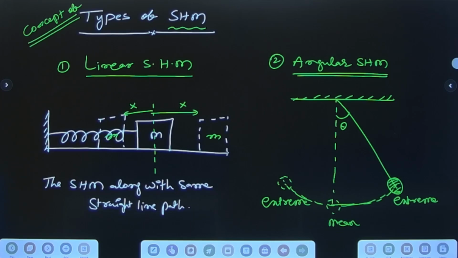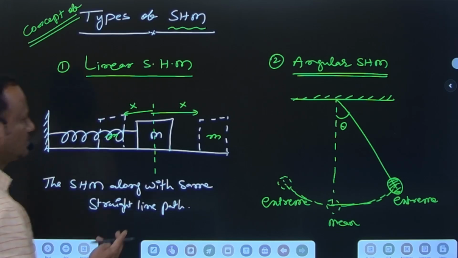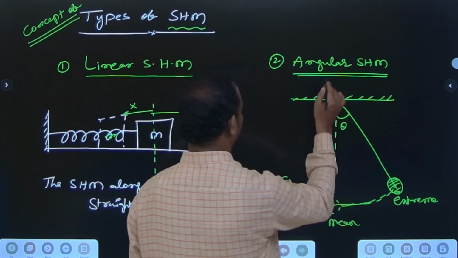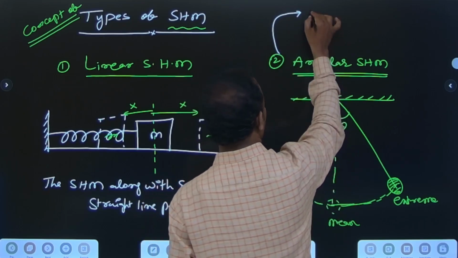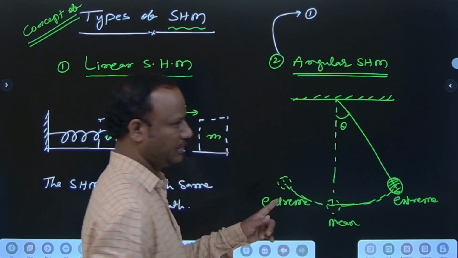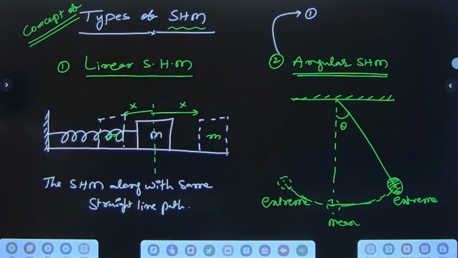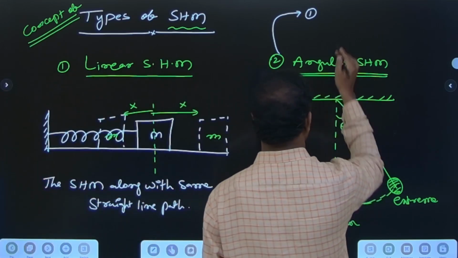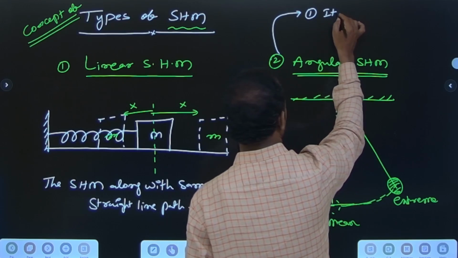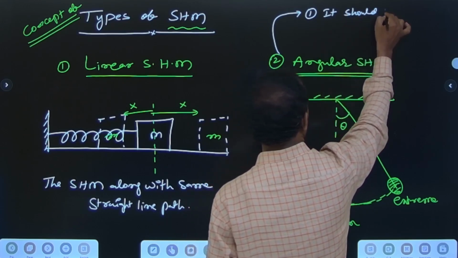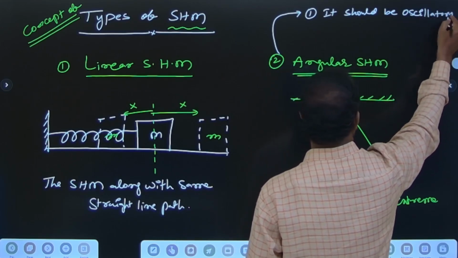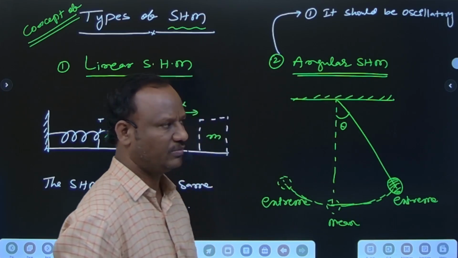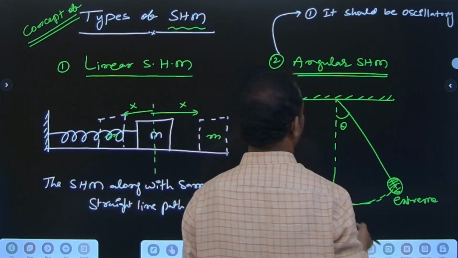For angular SHM, what things should be remembered? The first condition is that the particle should be oscillatory. Oscillatory means to and fro from a fixed position, and it should be a periodic motion.